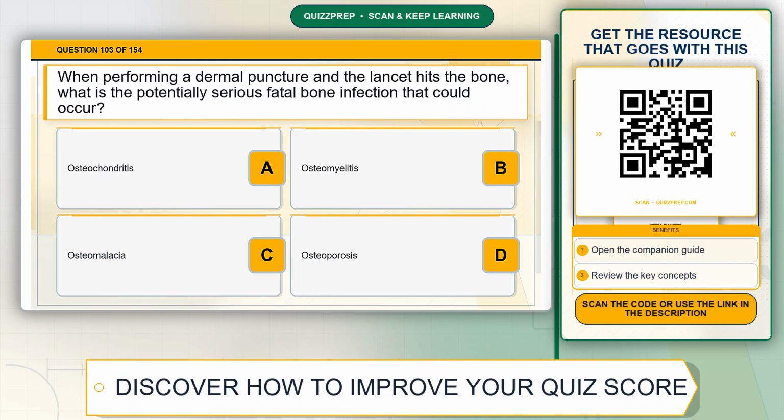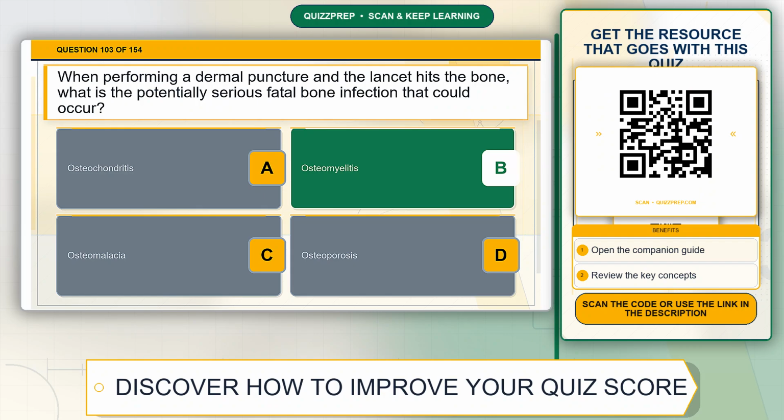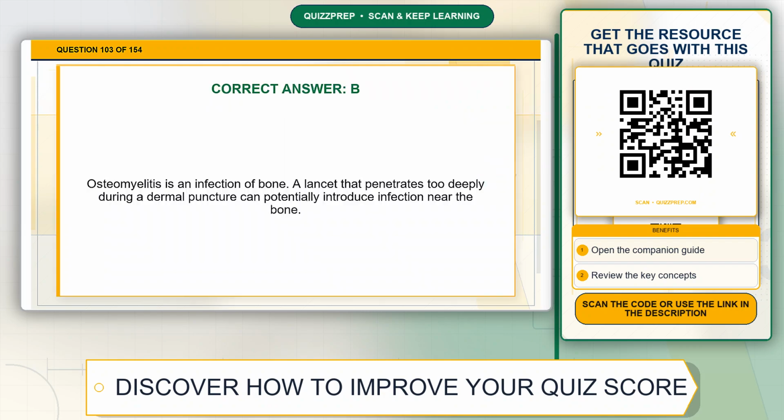Question 103. When performing a dermal puncture and the lancet hits the bone, what is the potentially serious, even fatal, bone infection that could occur? Option A, osteochondritis. Option B, osteomyelitis. Option C, osteomalacia. Option D, osteoporosis. The correct answer is option B, osteomyelitis. Explanation. Osteomyelitis is an infection of bone. A lancet that penetrates too deeply during a dermal puncture can potentially introduce infection near the bone.